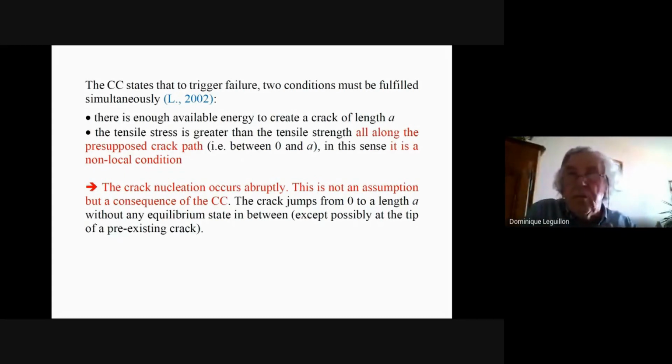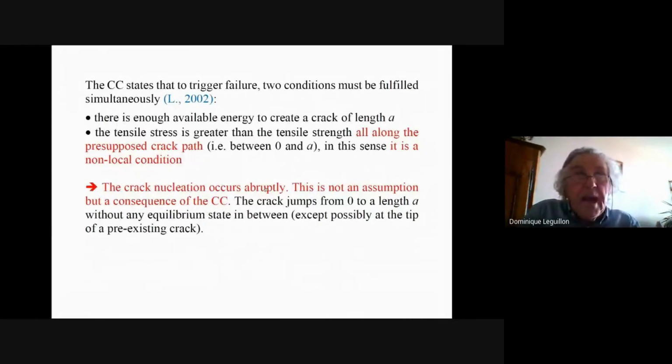Remember, in the experiments, we have simple experiments by Parvizi on the cross-ply laminate or the bar in tension. This was fulfilled. And this is very important, all along the presupposed crack path. You have to remember that because it permits to avoid sometimes some big errors, okay? It is a non-local condition. It is not a stress condition at a point, it's all along a line.